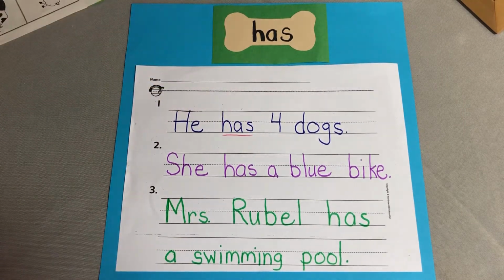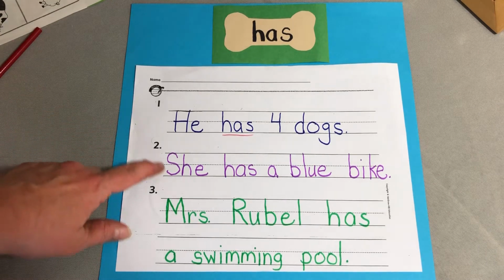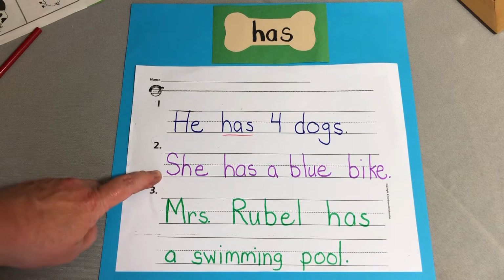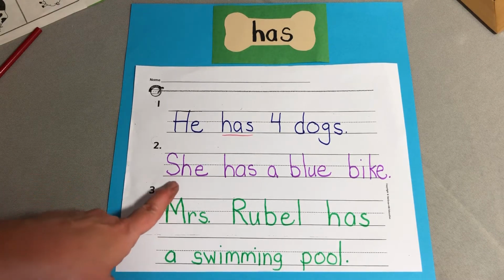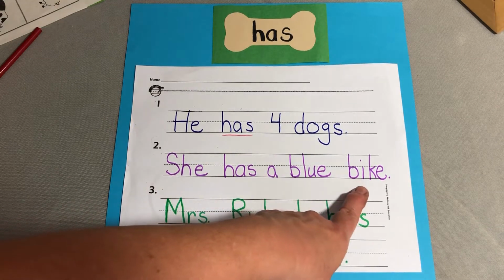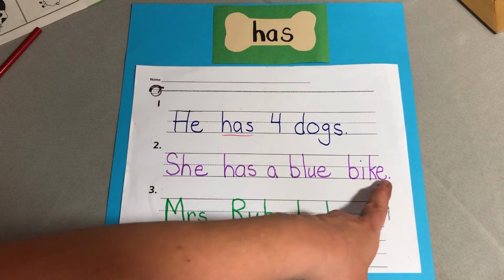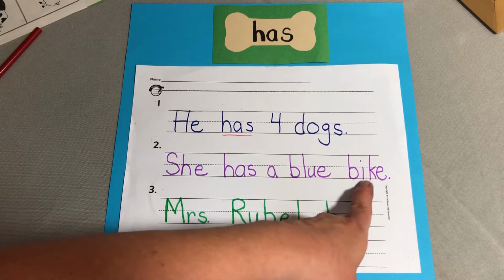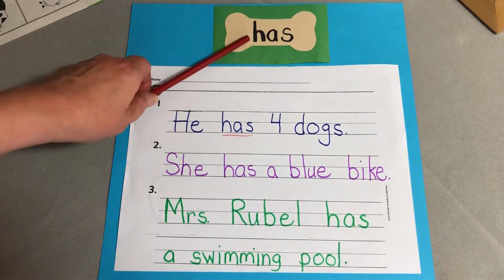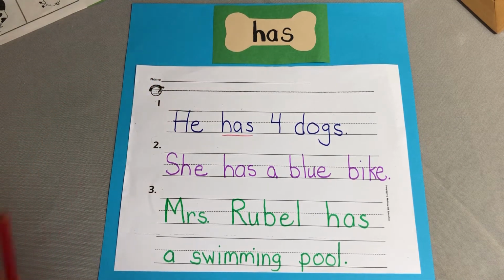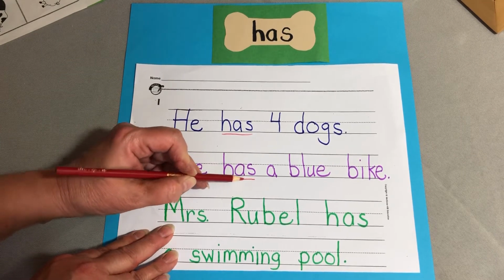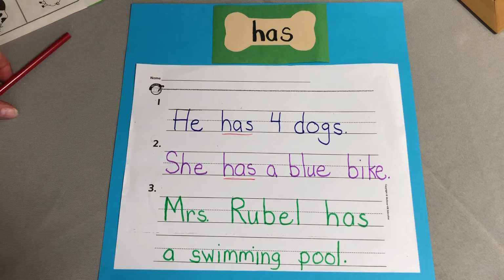Let's go to number 2, it's written in purple, and see if you can see the word has before we even start reading. Then let's read this together. She has a blue bike. Bike has the I, silent E pattern, that vowel pattern making the long I sound. I'm going to notice that, but the word I'm looking for is has. I'm going to put a line underneath it when I find it. And there it is, H-A-S. I'm just putting a line below.